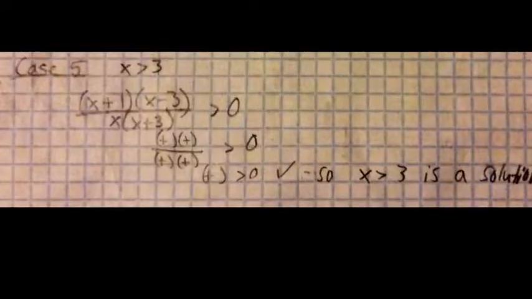Case 5, the final case. x is greater than 3. In this case, x + 1 in the numerator is positive. x - 3 is positive. In the denominator, x by itself is positive, and x + 3 is positive. So a positive divided by a positive is greater than 0. So x greater than 3 is a solution. Yay.